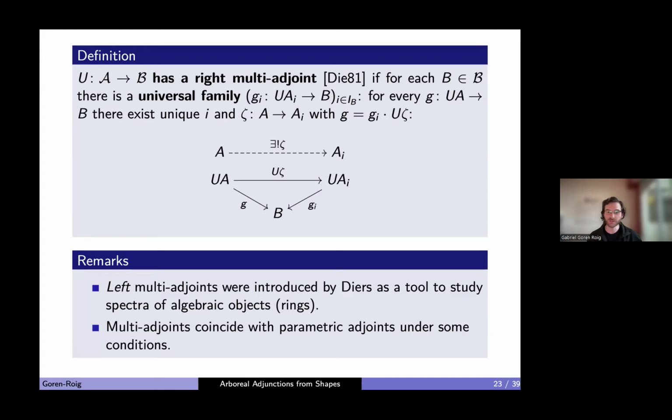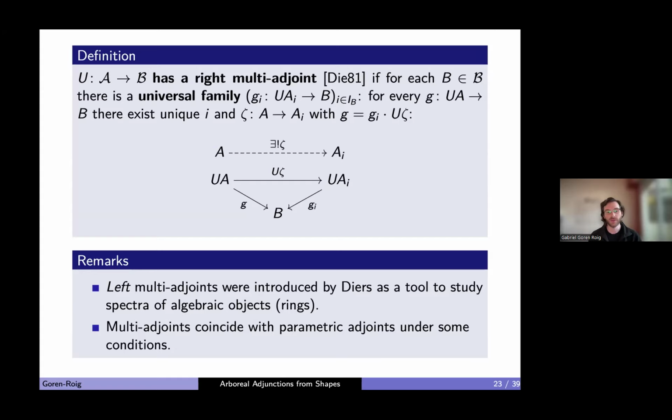It was introduced in the 80s, as far as I understand, by Diers, studying spectra of algebraic objects, like different kinds of rings and different kinds of spectra. And it is interesting that this is appearing here as a dual, right? Because he studied left multi-adjoints. Here, the right multi-adjoints are appearing, and it makes sense because these extensional categories are not very algebraic. They look more like maybe geometric or co-algebraic in some sense.